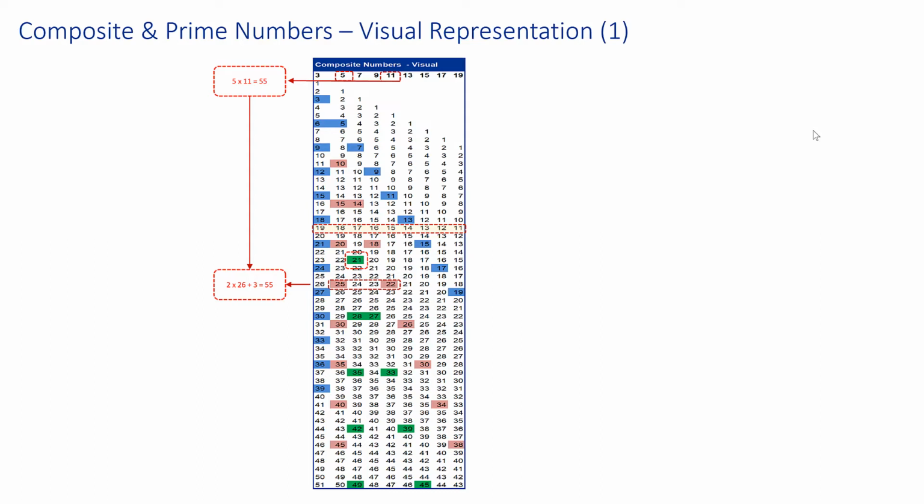Today we'll try and look at the differences between a composite number and a prime number. Before we start, a quick definition: a prime number is a number which is divisible by itself and 1, whereas a composite number, or a whole number, is essentially divisible by 1, itself, and something else, another whole number. So let's dig into the details that we have here.